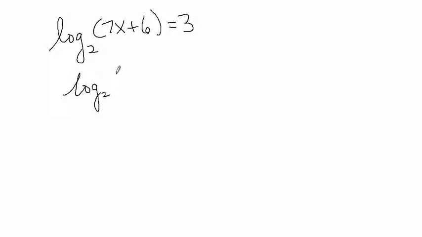So the log to the base 2 of 7x plus 6 equals 3. Now let me repeat. We want to get a single log on both sides, both with the same base. We've got a log on the left side, so let's rewrite the right side as something that's equal to 3. How about the log of 8 to the base 2?